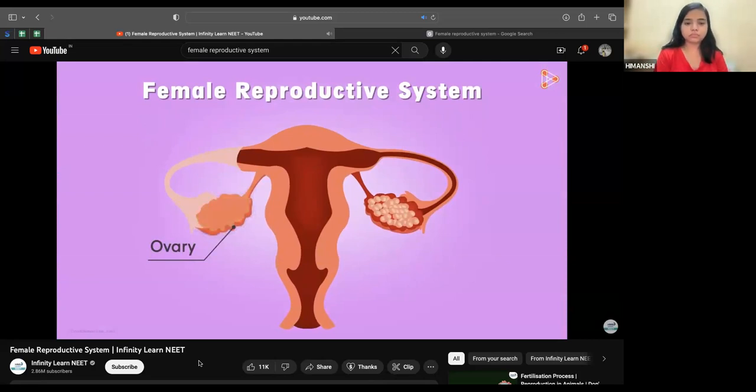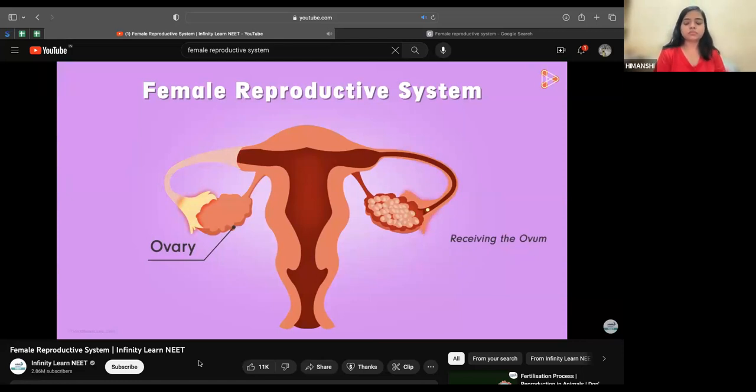Did you notice that the ovaries are connected to these tube-like structures? But they're not connected directly. If we look at it carefully, we find that there are finger-like projections which connect the two. These finger-like projections are very important for receiving the ovum when released from the ovaries.